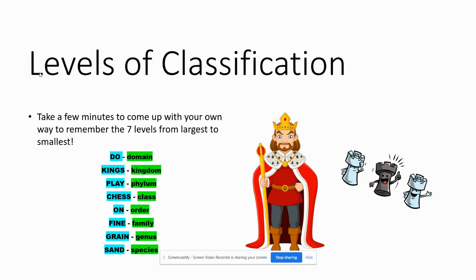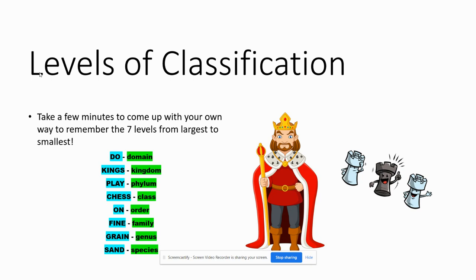So let's take a few minutes and come up with a way to remember the 7 levels of classification from largest to smallest. The way that I remember it is through something called a mnemonic device, which is kind of like an acronym. So I take the first letter of each of the levels from largest to smallest, and I come up with a sentence that would help me remember it.